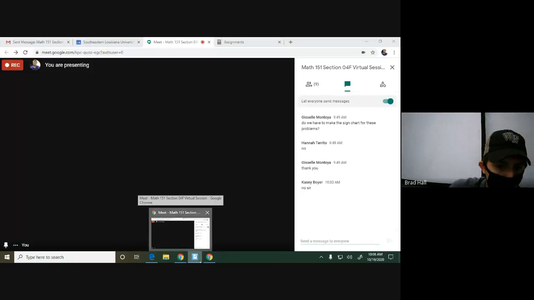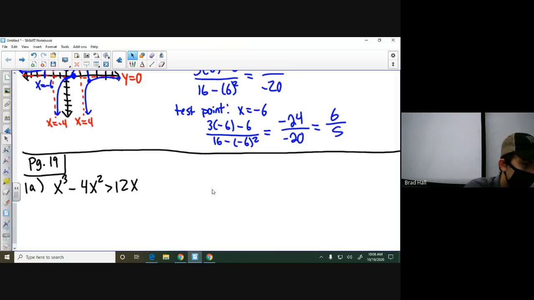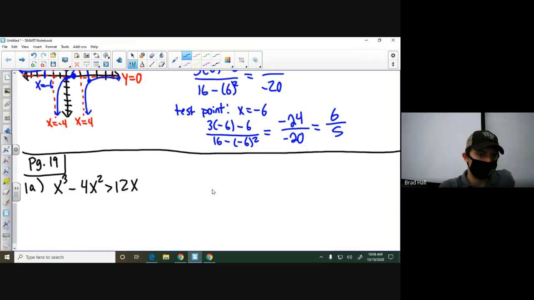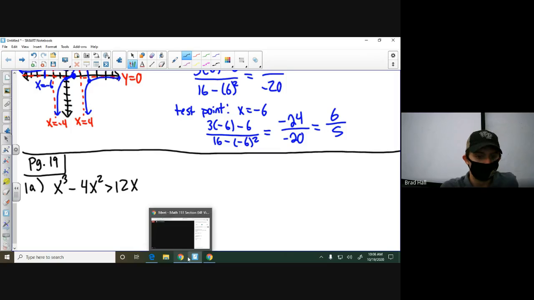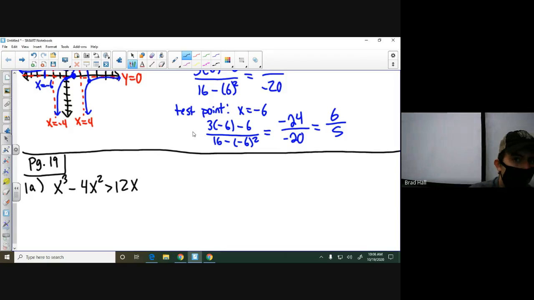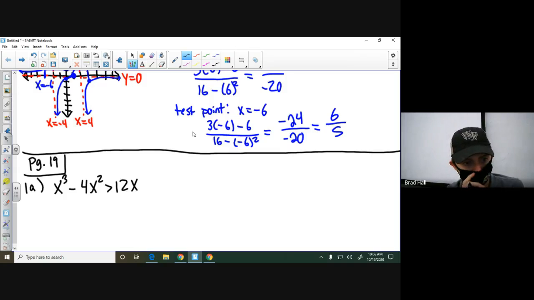All right, so let's keep going to 1A. Well, the first thing we want to do is move everything to the same side, because the goal of all of these is to factor polynomial and rational inequalities as much as we can. This is so we can find the zeros of the expression. In order to find the zeros, we need to factor, but that means everything needs to be on the same side.